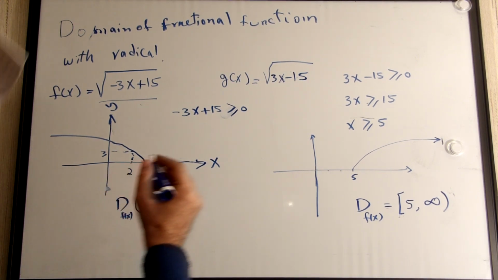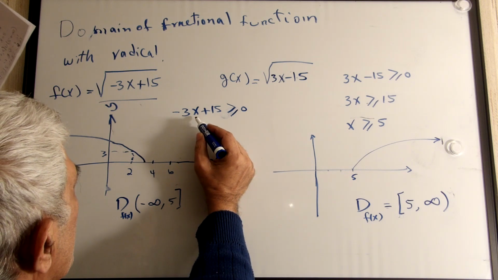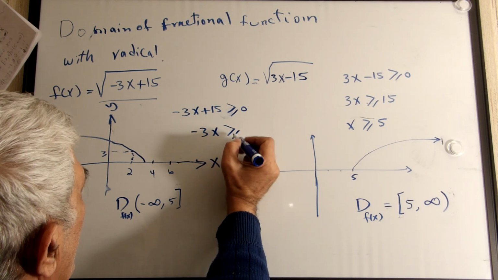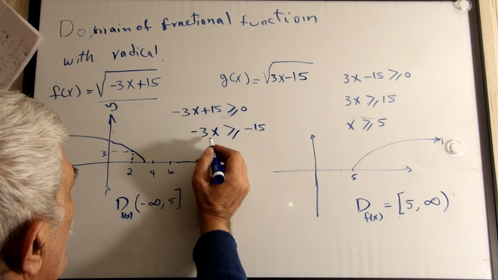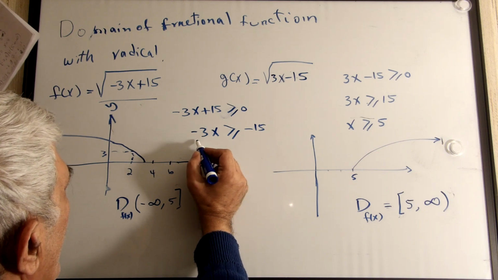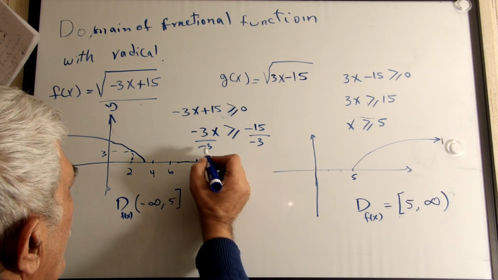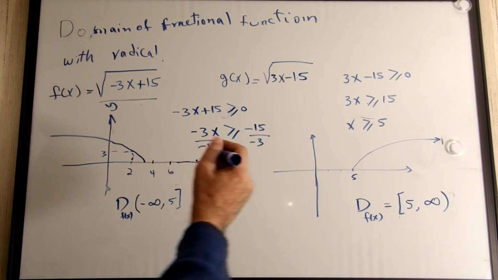Now I'll tell you why it is like that. To find the value of x, minus 3x goes to the other side, minus 15. Now you divide both sides by minus 3. When you divide by a negative, the sign is going to change.